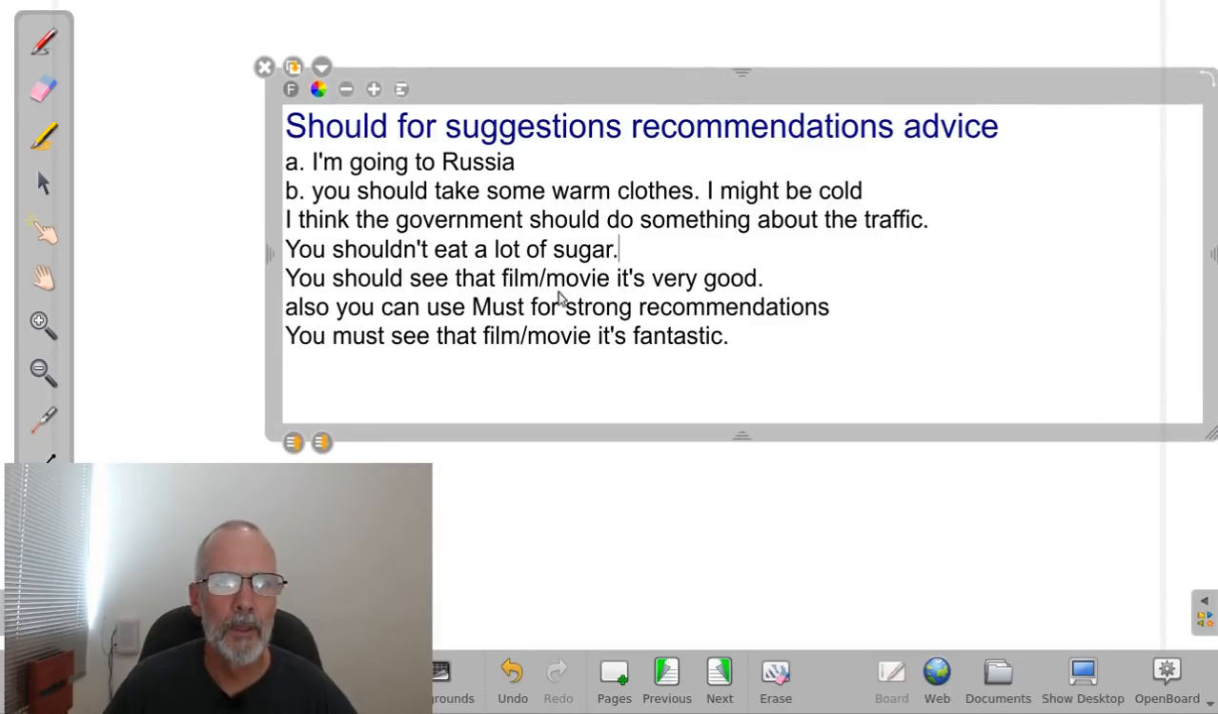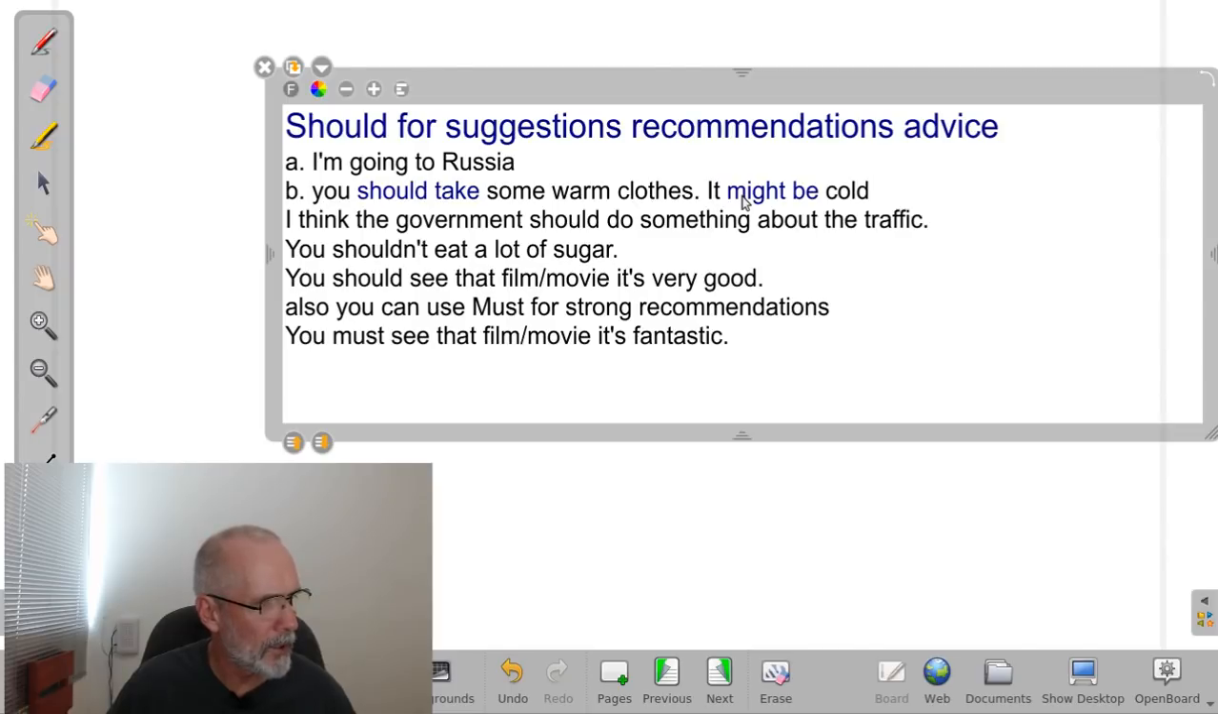For example, this is a little conversation. A says, I'm going to Russia. And B says, you should take some warm clothes. It might be cold. Here's a mistake because it should say it might be cold. This is another modal verb. It's another subject, but this is another modal verb. Might means possibility. It might be cold. We're not covering this modal verb today.